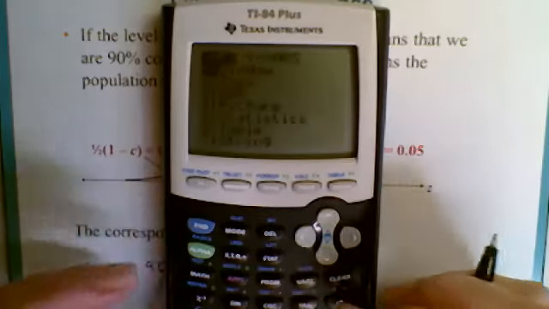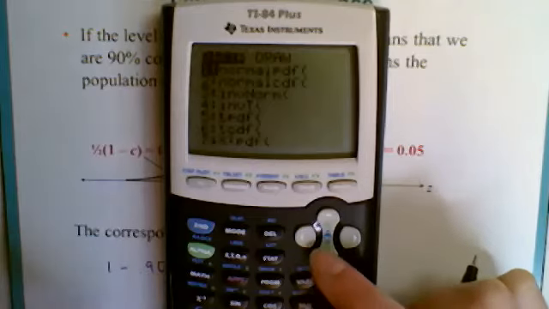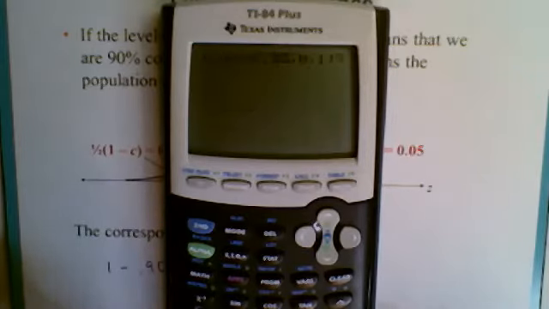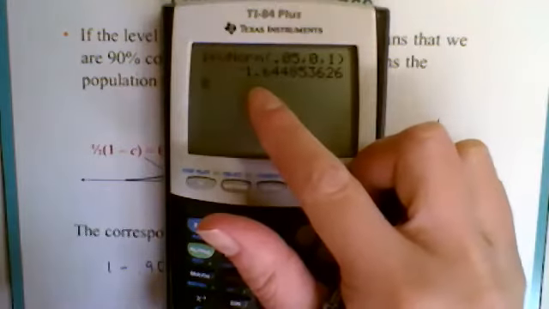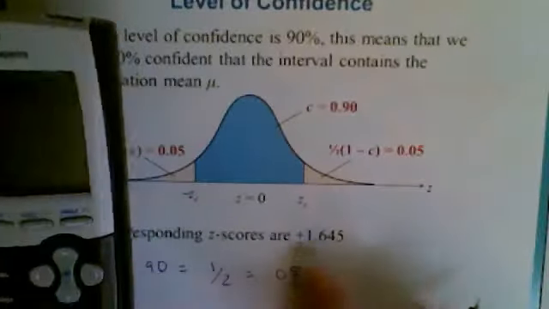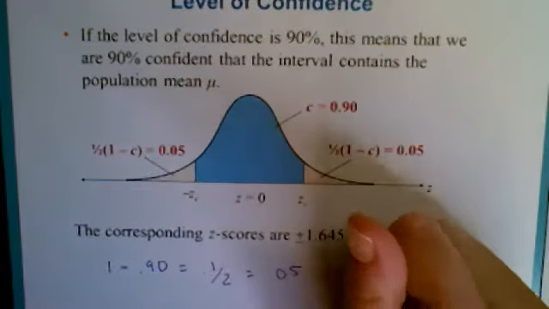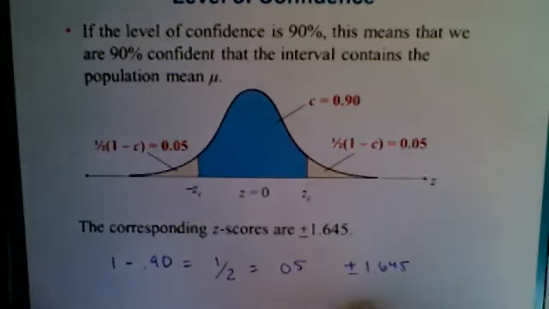All right, so to do that, we're going to go to second vars, and we're going to do number 3 for inverse norm. So the area is 0.05, and I'm going to leave everything else the same. And I'm getting negative 1.645, so that means the corresponding z-value for here and here is positive and negative 1.645. Okay. All right, so that's the common one for 90%.